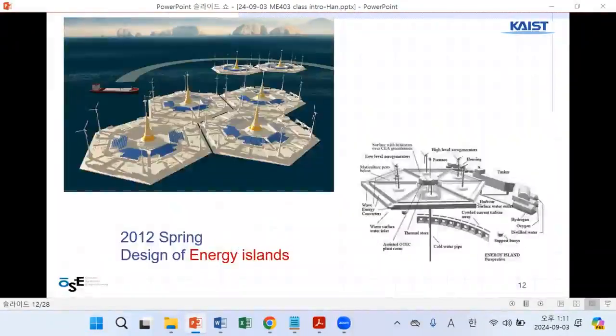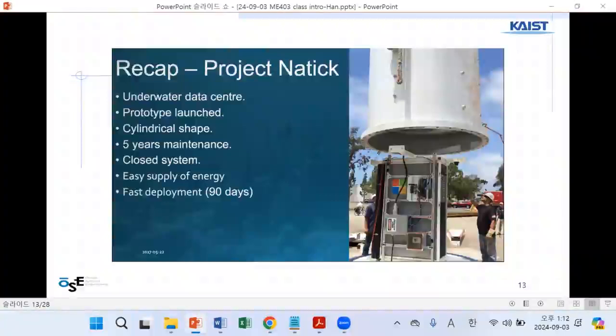Okay, and then this is about Energy Island. You may see a very small picture, but it is a kind of buffet. Wind power, solar power, and then you can't see otherwise, but there are also many other things. Wave power and current power, and also temperature difference. We will learn also about these ideas, but anyway, one team had done this project.